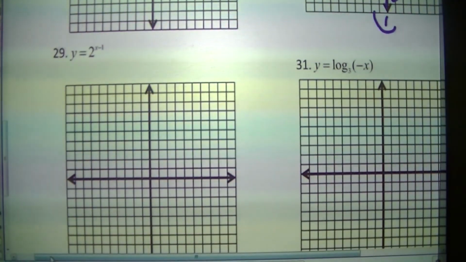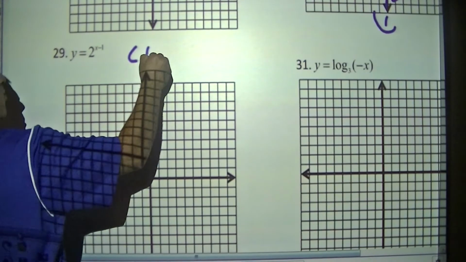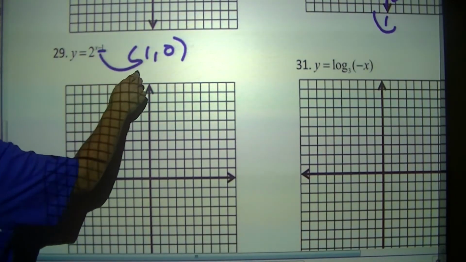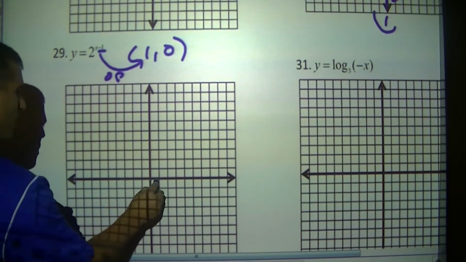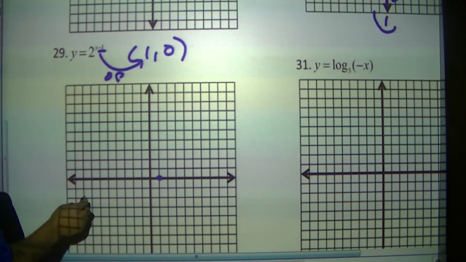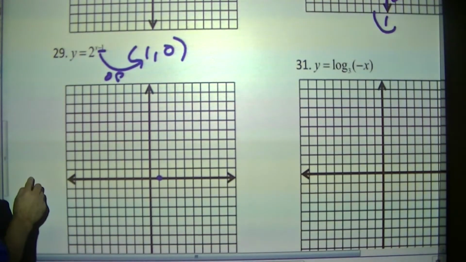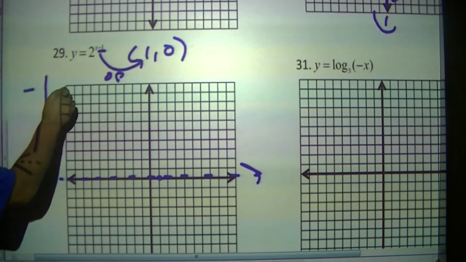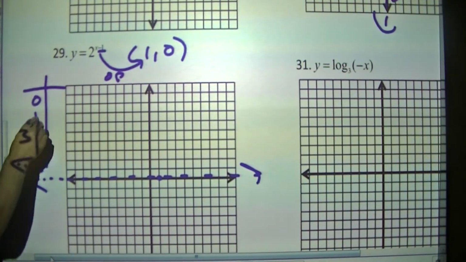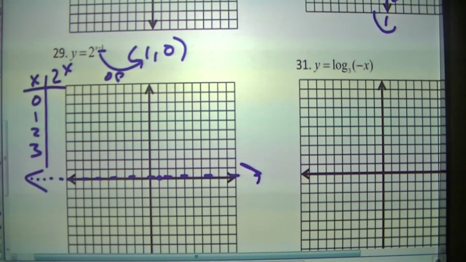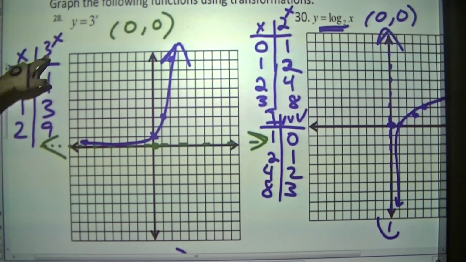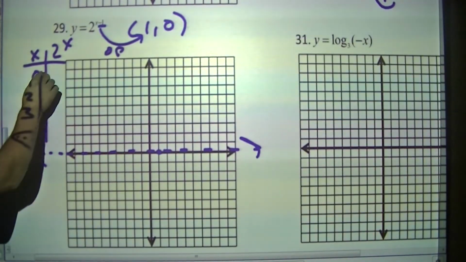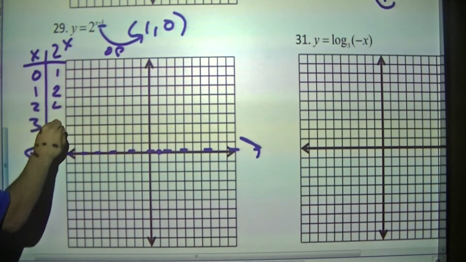Now, your anchor point for this one is going to be 1, 0, because remember, we're opposite. For the exponential, that's like the inside part, so we're doing the opposite there. Since it's an exponential, I'm going to go this way. Once again, I'm using 0, 1, 2, and 3. The reason why back here we don't use 3 is because 3 to the third would be 27. That's going to be way off. So 2 to the 0, 1, 2, 4, and 8.